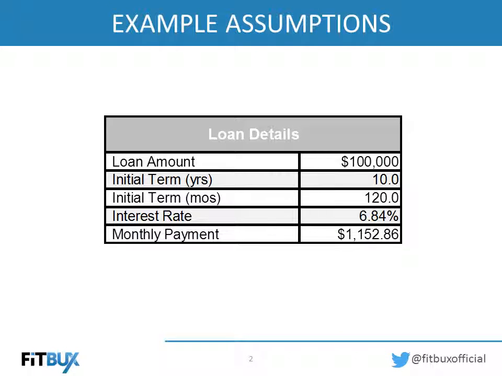To illustrate how a loan works, we'll use the following assumptions for our first example. And there's three items that dictate how much you pay in a loan, and that is the loan amount, the loan term, and the interest rate. And in our example, we're assuming a loan amount of $100,000. The initial term is 10 years, which is equal to 120 months, and the interest rate is 6.84%. The resulting monthly payment is $1,152.86.